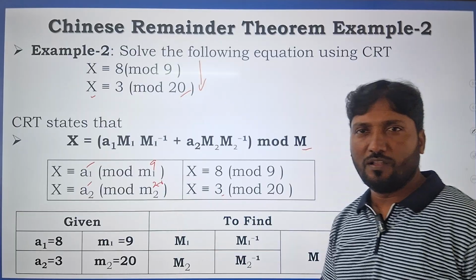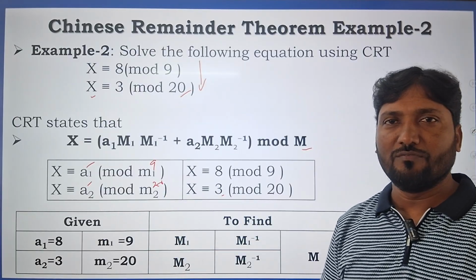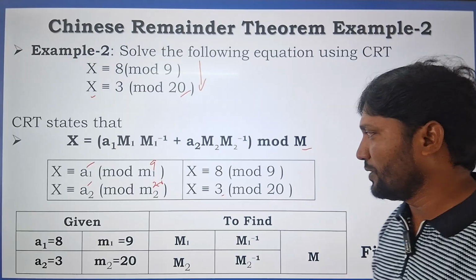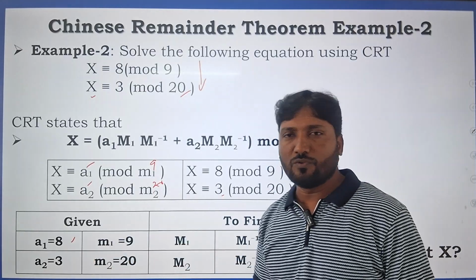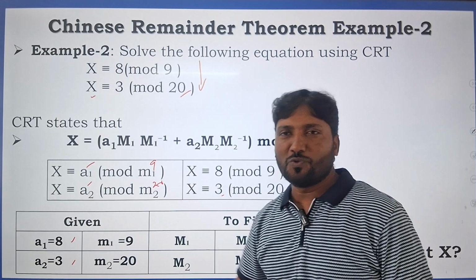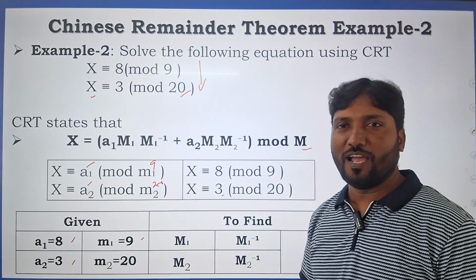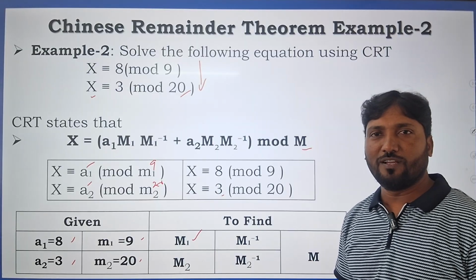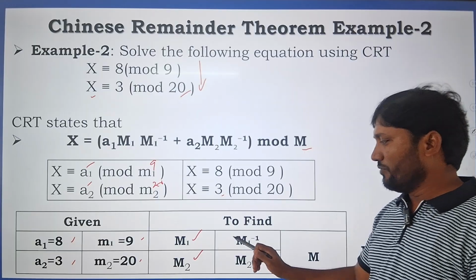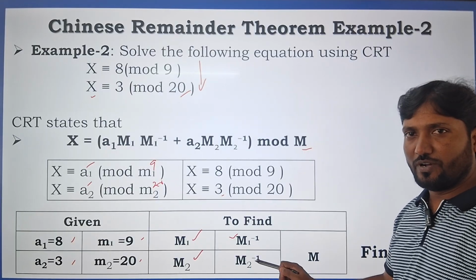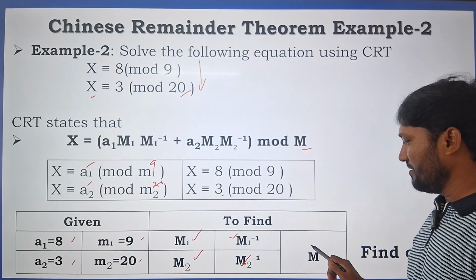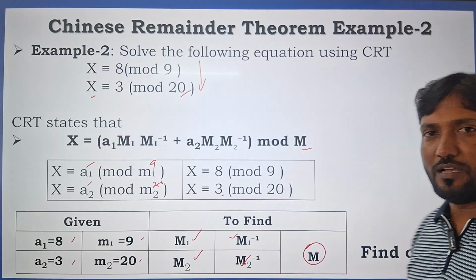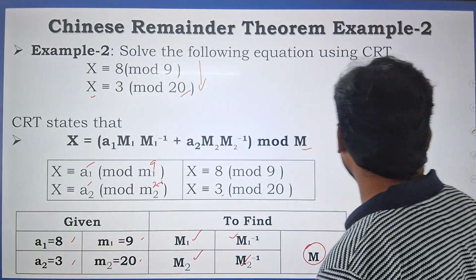That means in this table, these are the given values and what we need to find out to calculate the x value. The given values are a1 equals 8, a2 equals 3, m1 equals 9 and m2 equals 20. We need to find out the capital M1, capital M2, capital M1 inverse, capital M2 inverse, and finally capital M. Now we are going to find the x by using the CRT equation.